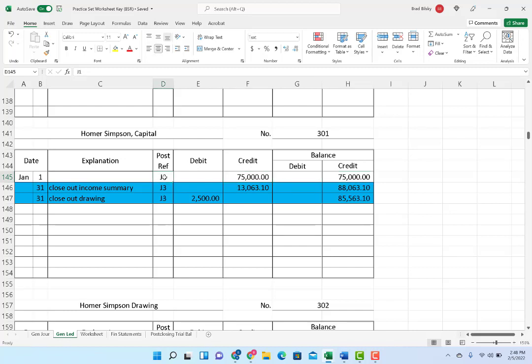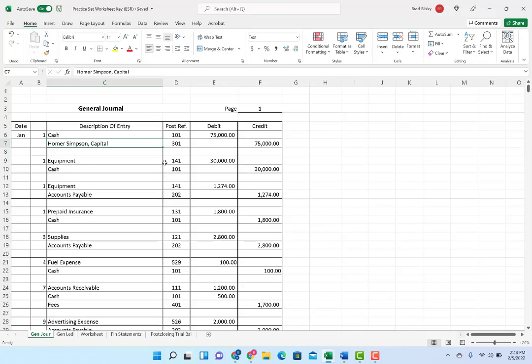So we could see again that came from the first page of the journal. So we used the J1 post reference, and that was account 301, which is right there. So we do that same process for all of our journal entries we make. We post them to the general ledger.